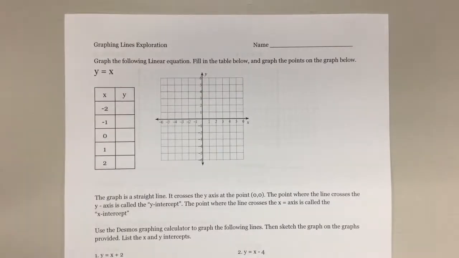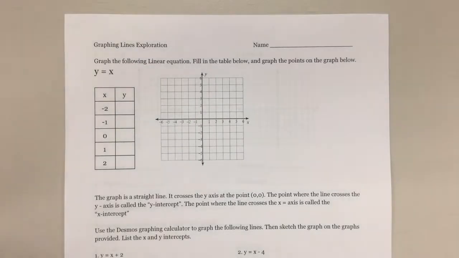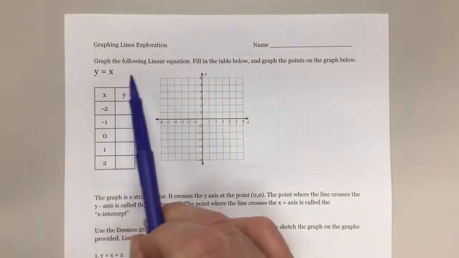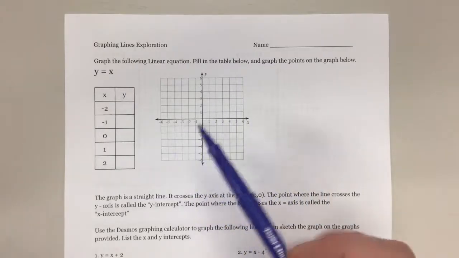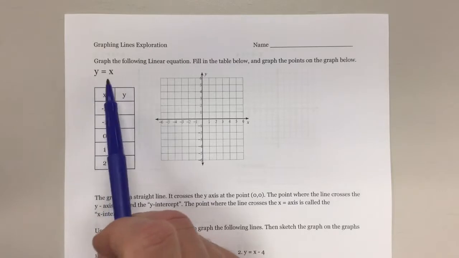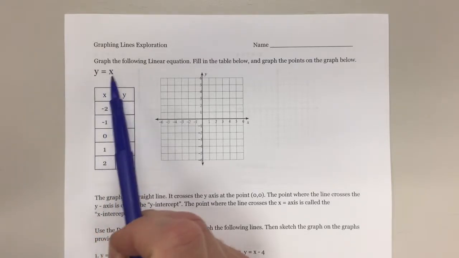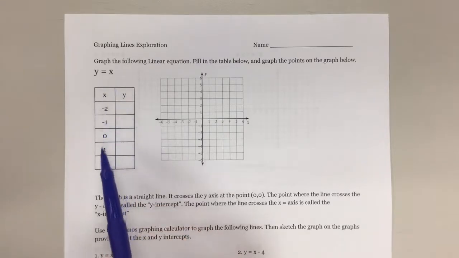Today we are doing a graphing lines exploration where we're going to learn all about the equation and how to graph it and some key points to a graph. So first thing we're going to do is graph the following linear equation. We're going to do it with the t-table and graph the points here. Now the equation is y equals x, which is probably the easiest equation because I don't have to do anything to x. So y equals whatever the x equals.